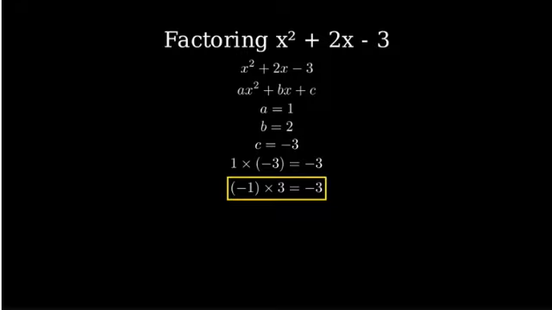Now that we have our numbers, we can rewrite our quadratic expression as a product of two binomials. We'll have x plus 3 times x minus 1. Let's verify that this factored form is correct by multiplying it out.